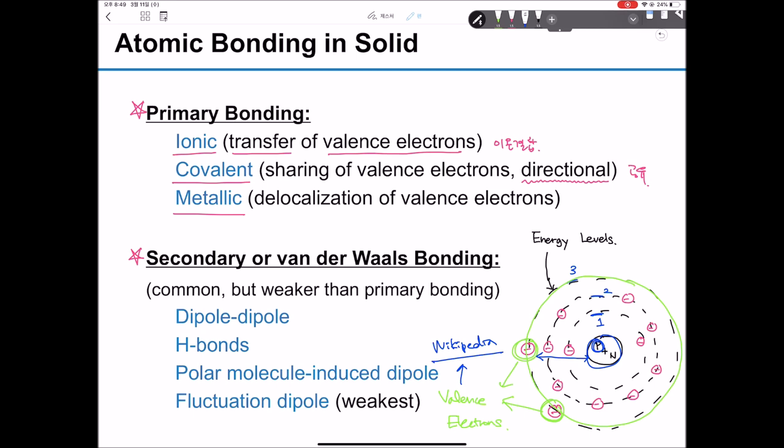The secondary or van der Waals bonding is another class. This is much more common than the primary bonding. I believe you have heard about the van der Waals force, which acts on every element. So there are dipole-dipole bonding, hydrogen bonds sharing hydrogen, polar molecule induced dipole, and fluctuating dipole. This is the weakest. We are going to learn all these as well.